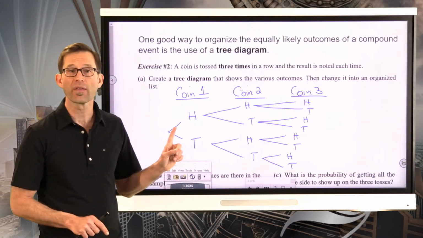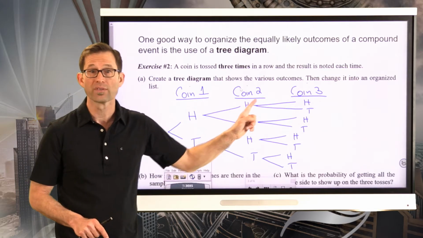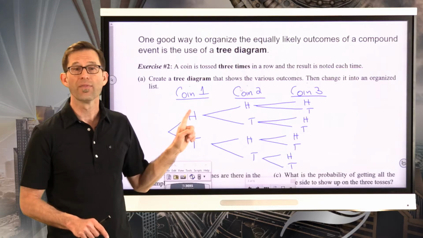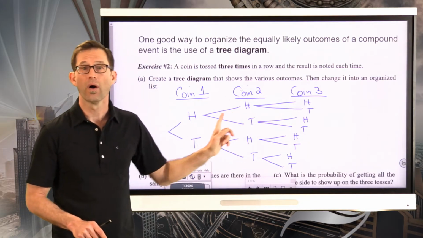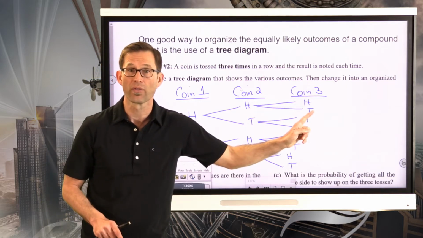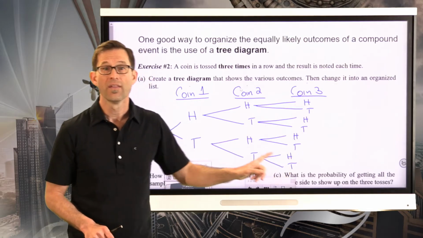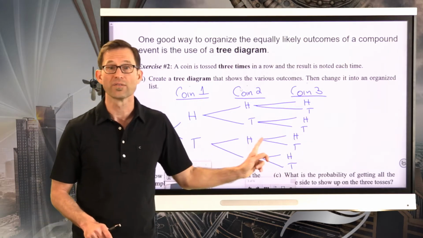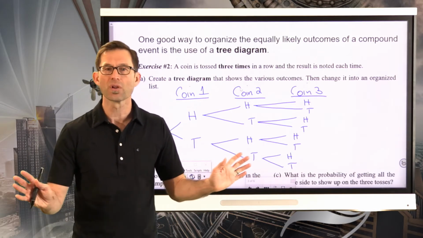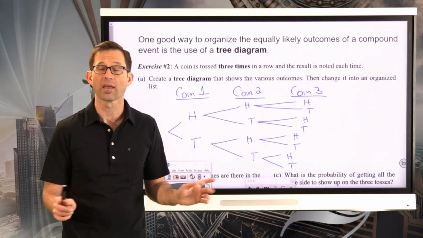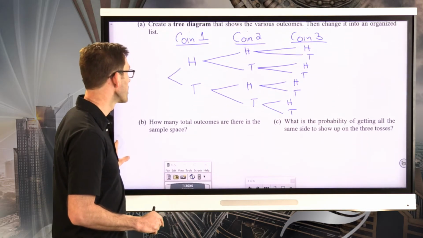For instance, if I go like this, head, head, head, that means I got a head on coin 1, a head on coin 2, and a head on coin 3. On the other hand, this particular path, head, head, tail, means I got a head on coin 1, a head on coin 2, and a tail on coin 3. If I did a tail, then a head and then a tail, that would mean a tail on coin 1, a head on coin 2, a tail on coin 3. So it just allows us to visualize all the different paths we could take in this compound event.